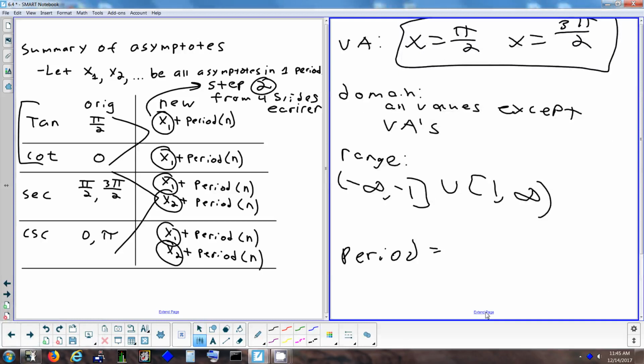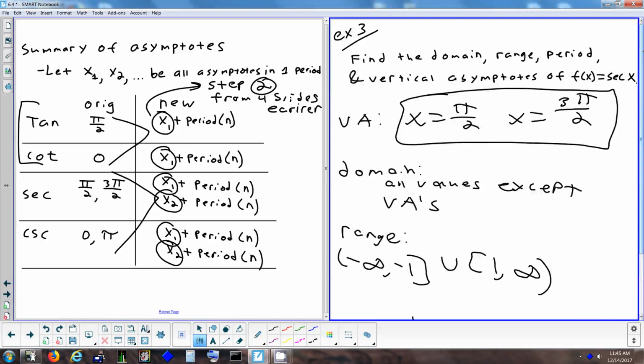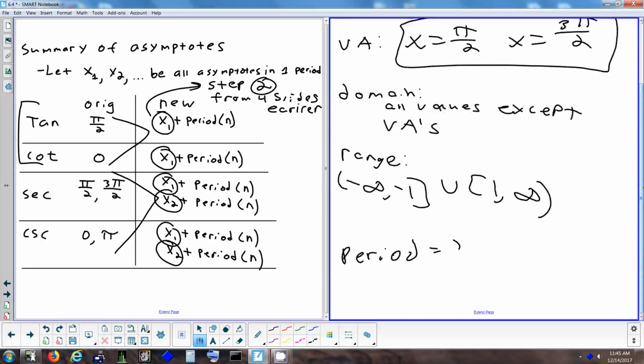Pi over b, that would be for tangent and cotangent. 2 pi, yeah. So 2 pi, what's b in this case? 1, and we didn't change anything. So that's everything they want.